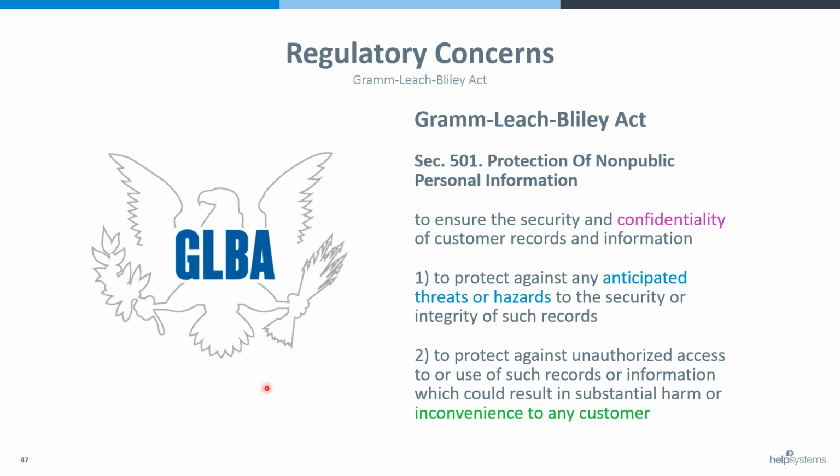Gramm-Leach-Bliley Act. So looking at the protection of non-public personal information. The requirement there is to maintain confidentiality of customer records and information, to protect it against anticipated threats or hazards. So when there is a ransomware attack, I will tell you that they're no longer just attacking the files and holding them for the ransom. They're exfiltrating the data first and threatening to expose it. So it's actually more of extortionware.